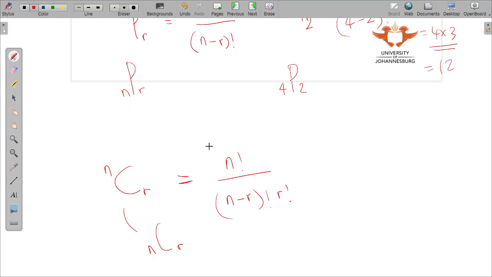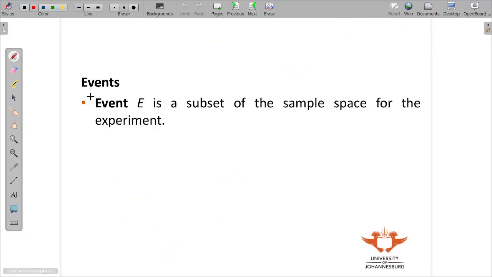All right, so let's move on. When we talk about an event, an event E is a subset of the sample space for the experiment. So when we have a sample space like the one we had before, let me call this a sample space.